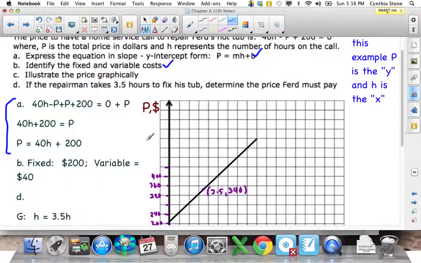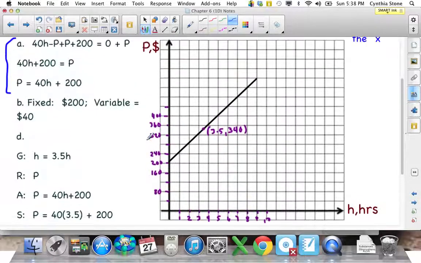Illustrate the price graphically. So here's the, you see all that on the graph. Label your axes here. So I went up by hours on the x. Remember, hours is the independent. And the price goes up. I just chose a scale of 40s because of this. I chose a scale that would work nicely. So I chose this as my scale. So 40, 80, 120, 160, 200, etc., etc.